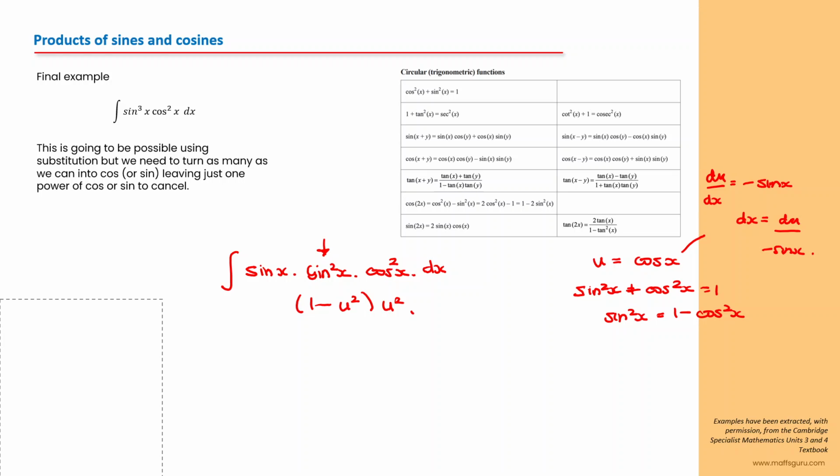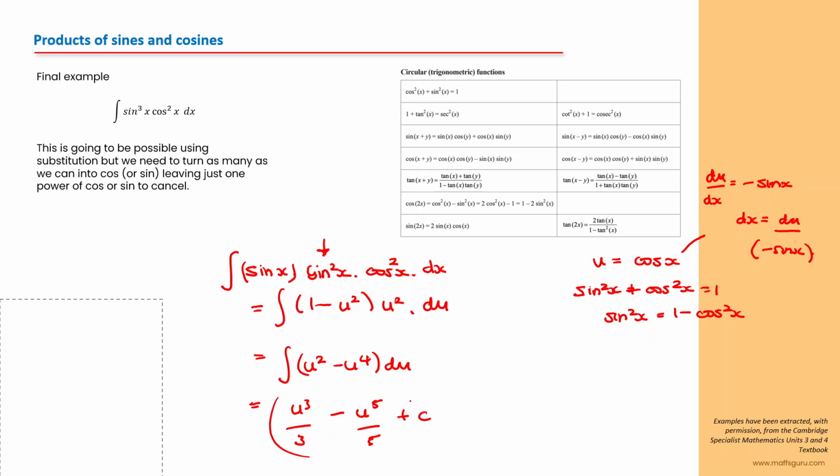Do you see why I'm happy with that? Because that's going to become du, and this minus sine x here is going to cancel with that sine x there to effectively leave me just the integral of that. So I can now integrate u squared minus u to the 4 du, and I am done. Don't forget, you would then substitute the u of cos x back in. So there'll be u cubed on 3 minus u to the 5 on 5 plus c.